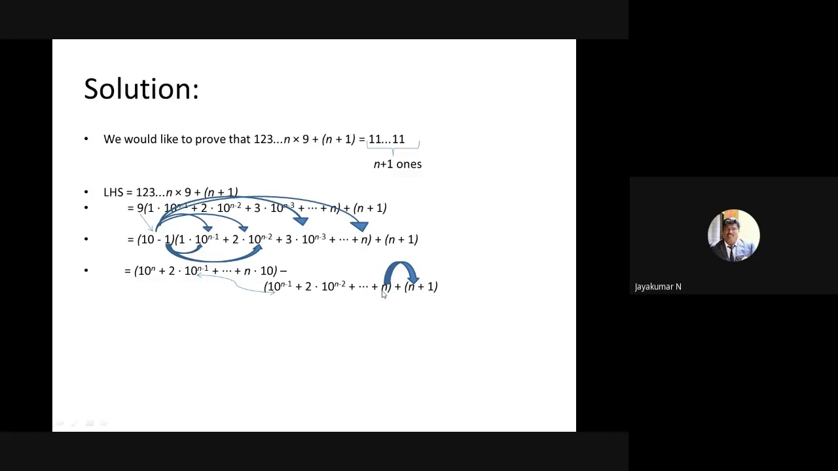Here you will get n minus 1. If you subtract it, you will get 1 times 10. Then this n is alone, because here there is no 10 power 0, but here we have 10 power 0. When you add this n, this is minus n and this is plus n, so it will be cancelled. Then we have plus 1.